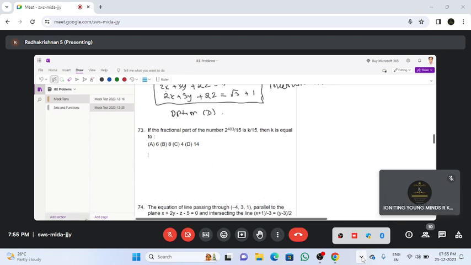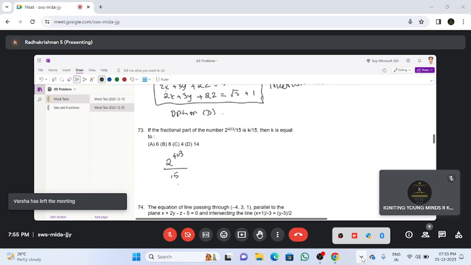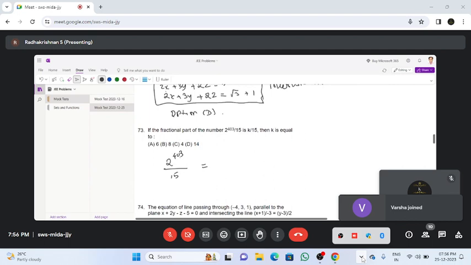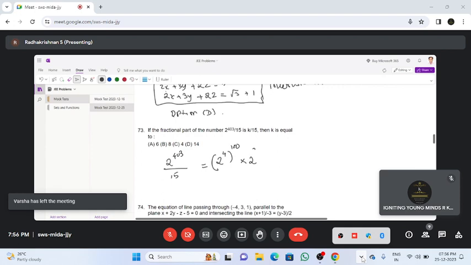So here we have 2 to the power of 403 by 15. Immediately you can see that 2 to the power of 4 is 16. So 16 to the power of something can be written as 15 plus 1. I'll explain that. So this can be written as 2 to the power of 4 whole to the power of 100, which gives 400, and then 403.